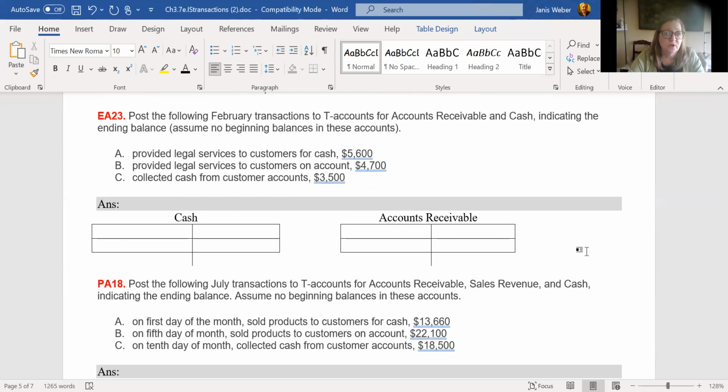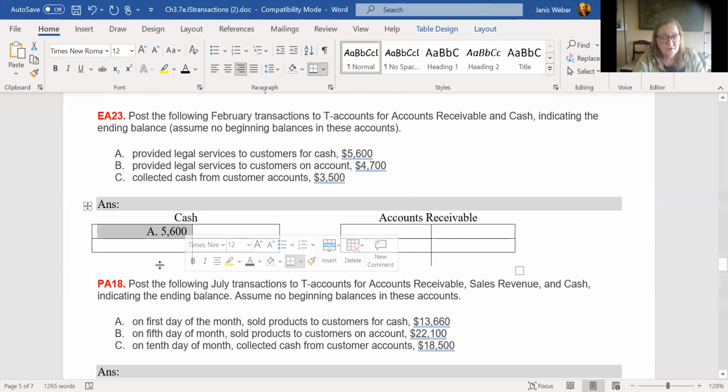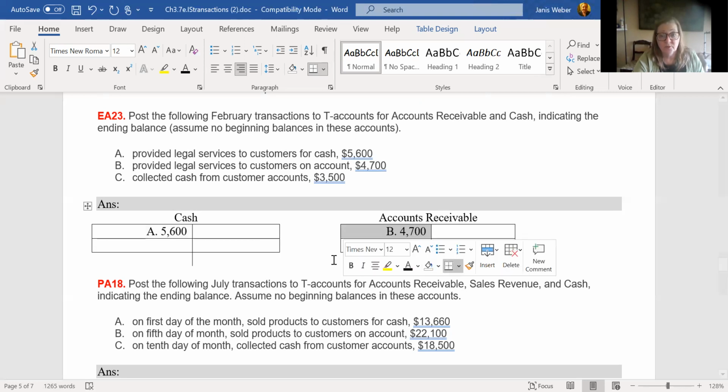So the first journal entry was provided legal services to customers for cash. That means we got cash, we debited cash, and we credited the revenue account. So we're going to debit cash for that $5,600. Transaction A. Then we provided services to customers on account. Now that one means we're going to debit the accounts receivable account, but not the cash account, because we didn't collect it yet. What we did is we sold it, we're going to get it later on.